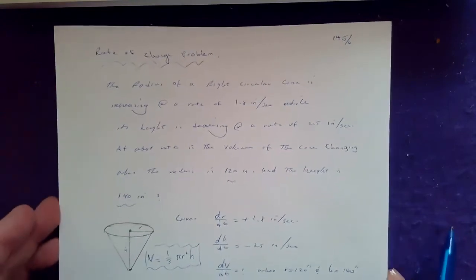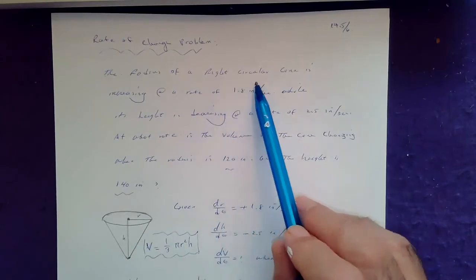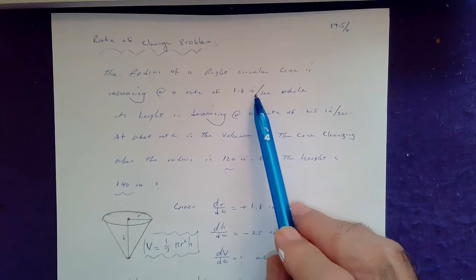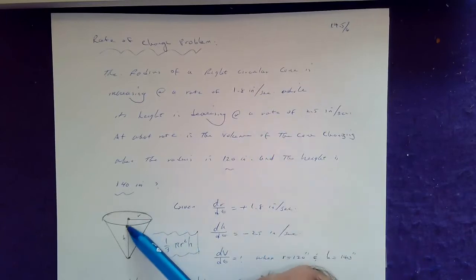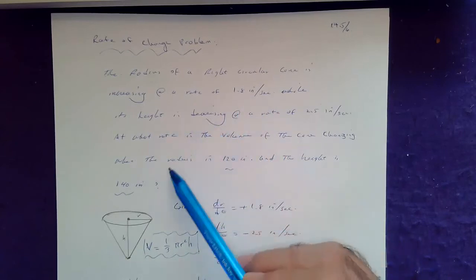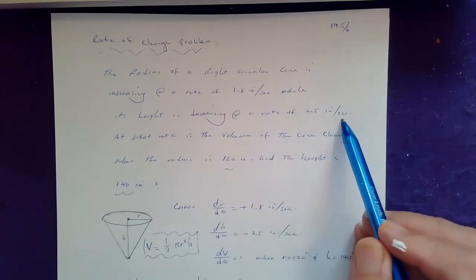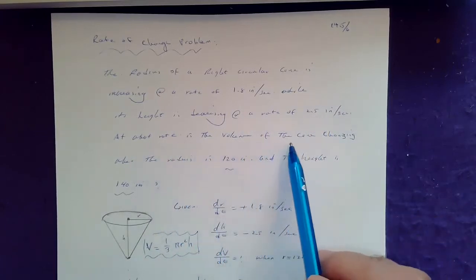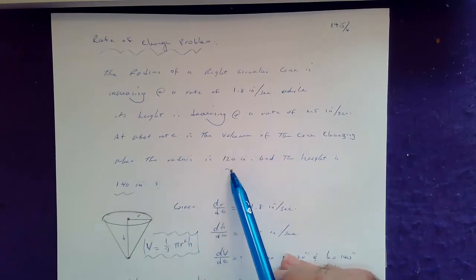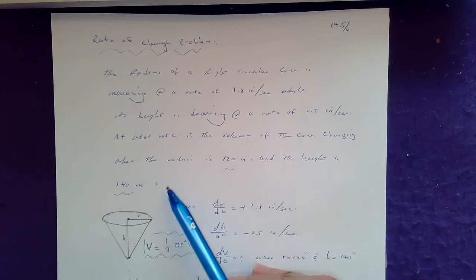Finally, let's finish the section with a rate of change problem. So in other words, where do I use chain rule? The radius of a right circular cone is increasing at the rate of 1.8 inches per second. So this is the cone. So radius is increasing while the height is decreasing, at the rate of 2.5 inches per second. At what rate the volume of the cone is changing at the instant of time when the radius is 120 inches and the height is 140 inches.